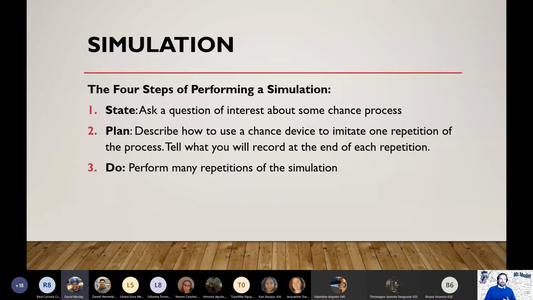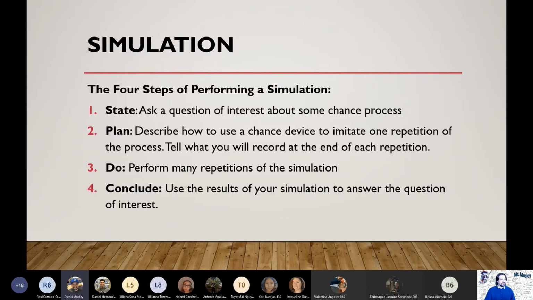Do: perform many repetitions of the simulation. Right? Keyword in here, many, lots and lots. Conclude. Use the results of your simulation to answer the question of interest. All right, so here are our 4 steps. Right. In this do phase, perform many repetitions of the simulation.